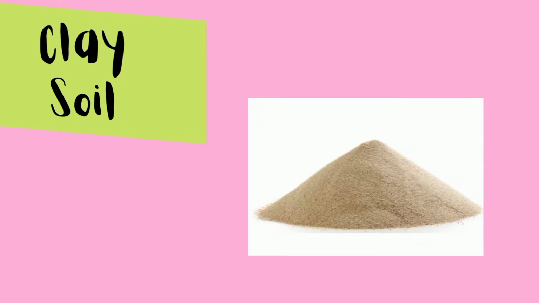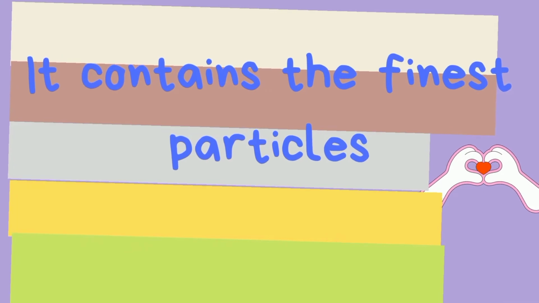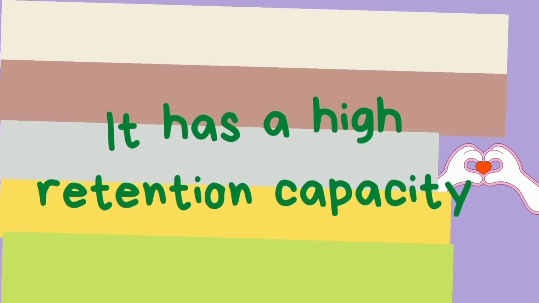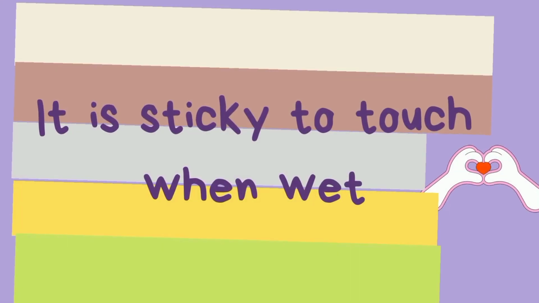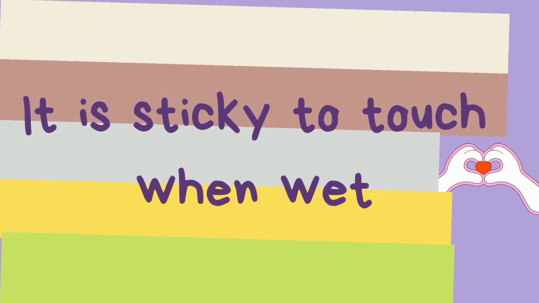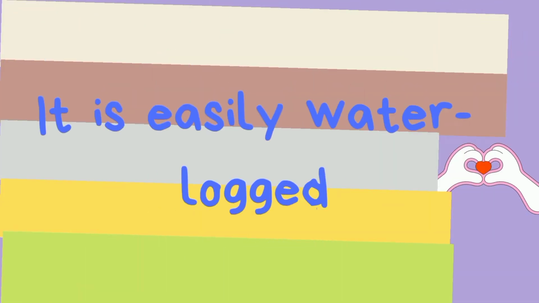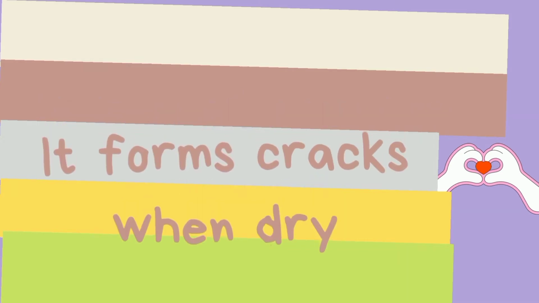Then the clayey soil. The clayey soil contains the finest and smallest particles. It has high retention capacity, which means that it can retain water. It is sticky when it is wet, and it is difficult to cultivate. It contains little amount of air, and it is waterlogged. In fact, it is not good for farming. It cracks when it is dry.